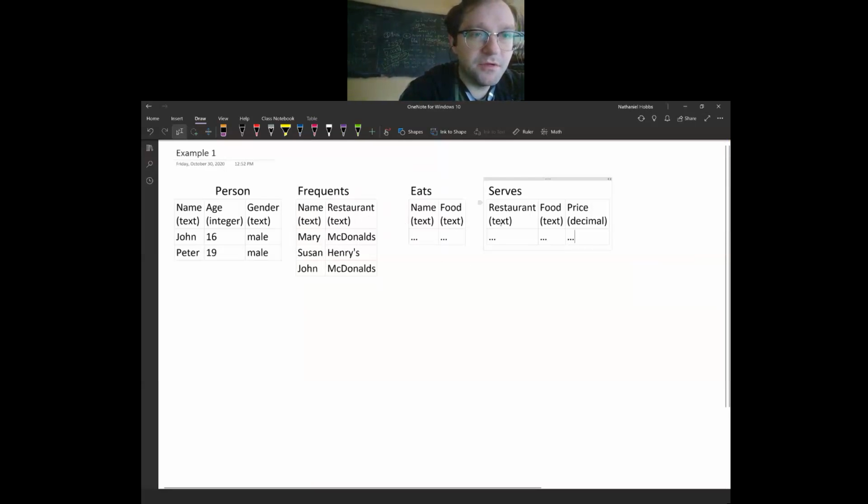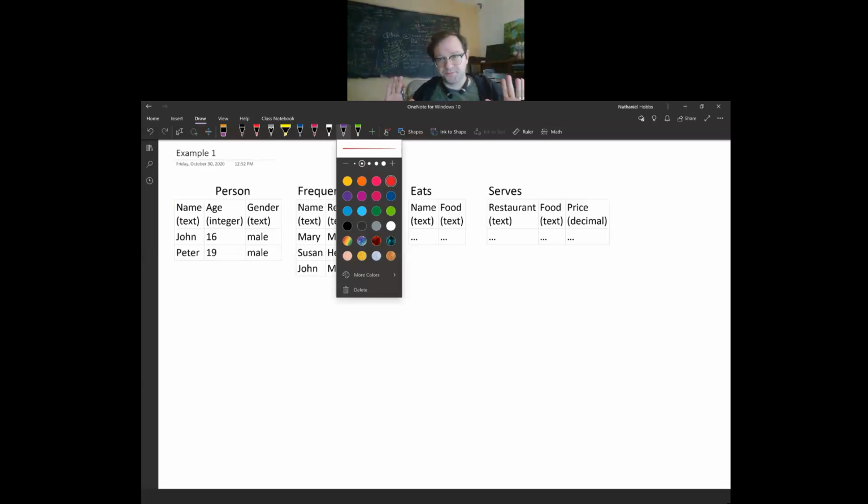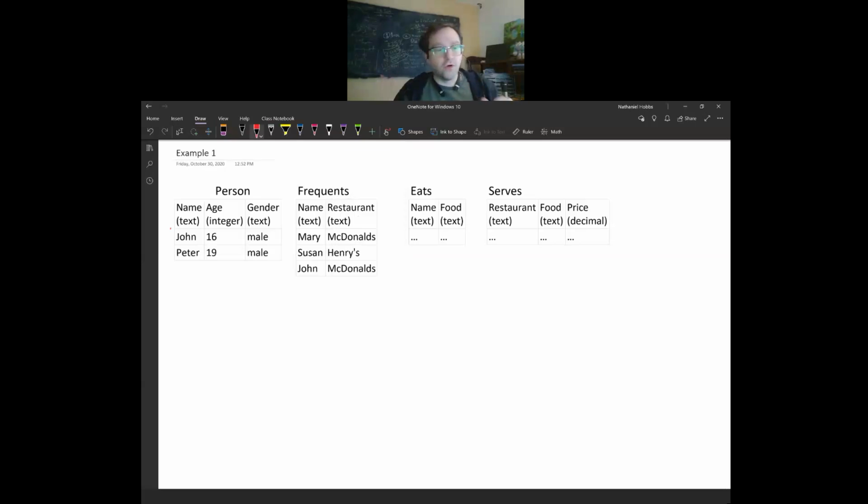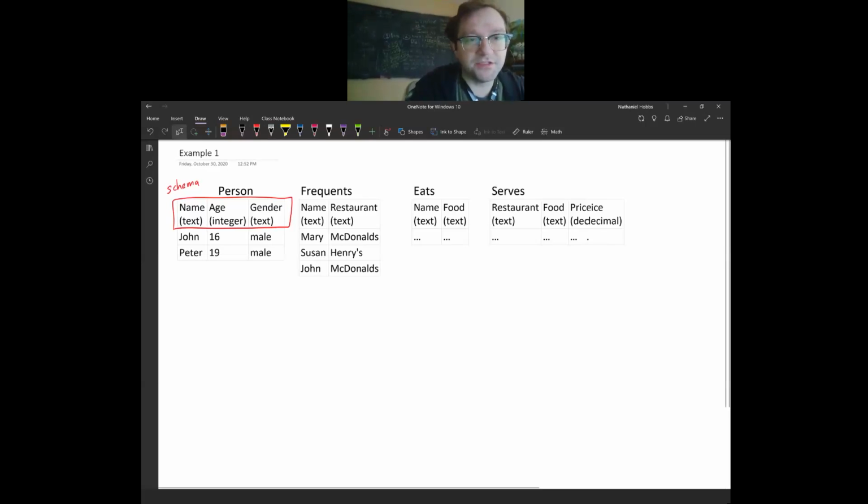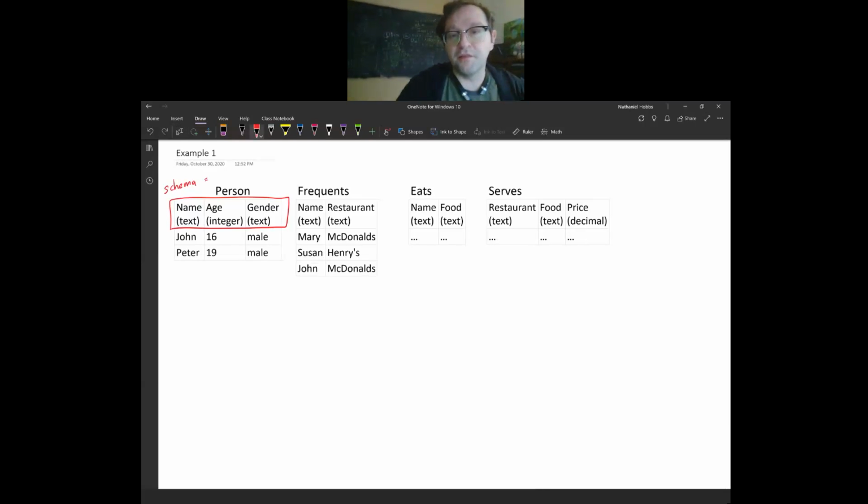Now, I want to say again, this here is called a schema. Every relation has a schema, and the schema is the name and type of each column. That's called the schema.